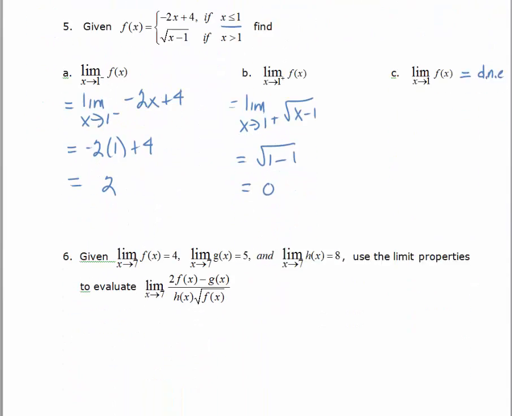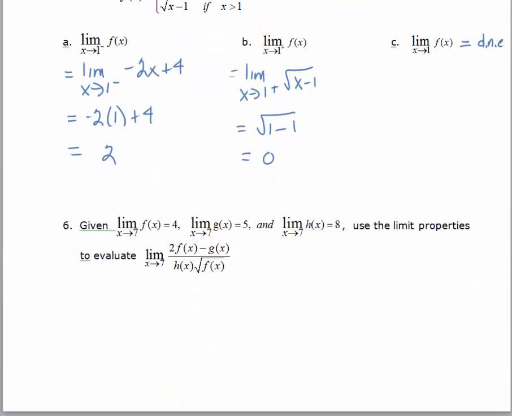The last problem just refers to the properties for limits, and so we're given 3 limit values. The limit as x approaches 7 of f of x equals 4, the limit as x approaches 7 of g of x equals 5, and the limit as x approaches 7 of h of x equals 8, and we want to evaluate the given limit here. So I don't need to write this out by putting all of the limits in.